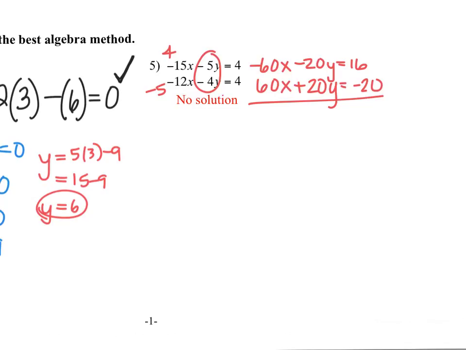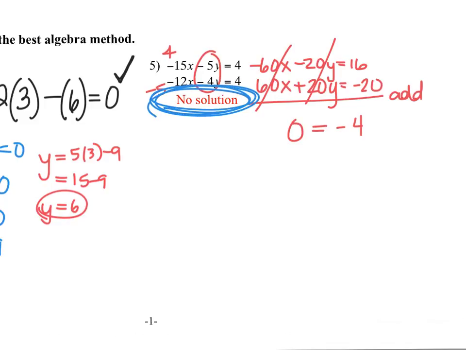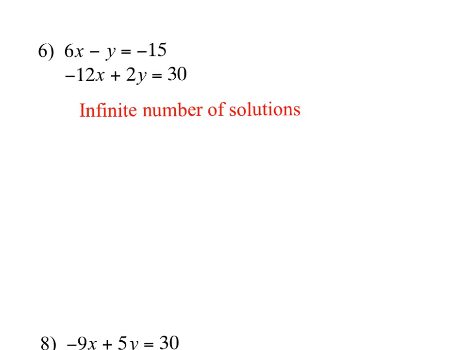Now notice this is a weird case because now the x's and the y's both cancel, which gives me 0 on the left side. And then I add everything that's left, so I got negative 4. And here, 0 does not equal negative 4. So when we write our answer, as you can see, they've written the answer to be no solution. You have to say no solution. 0 equals negative 4 is not an answer.